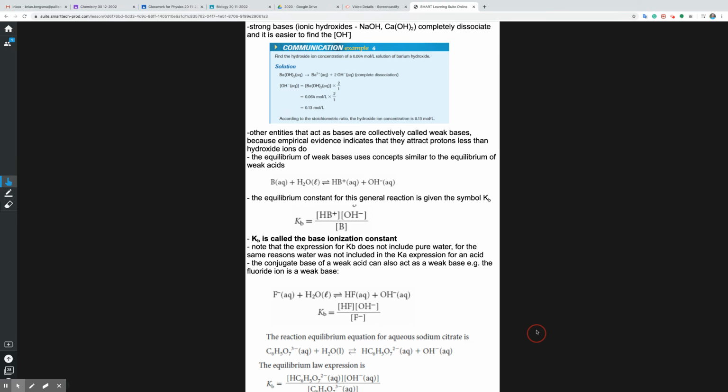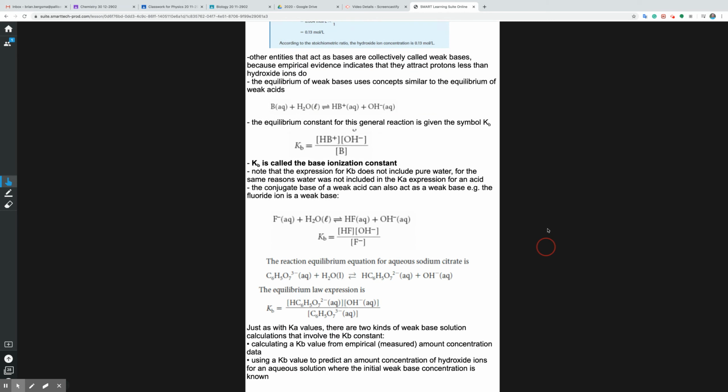It's just pure water. So the conjugate base of a weak acid can also act as a weak base. Like the fluoride ion in this example is the conjugate base of hydrogen fluoride. It can act as a weak base when mixed with water to produce our hydrofluoric acid and hydroxide. And the Kb formula would look like this.